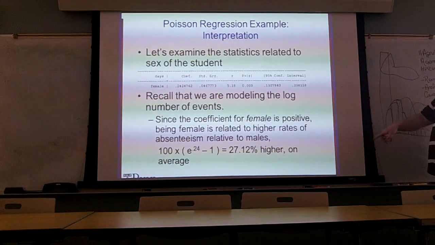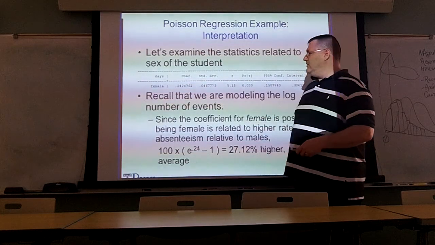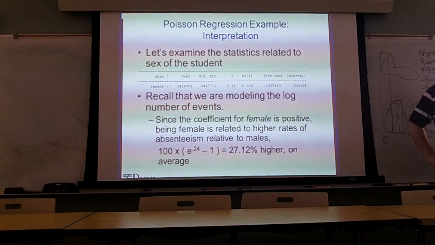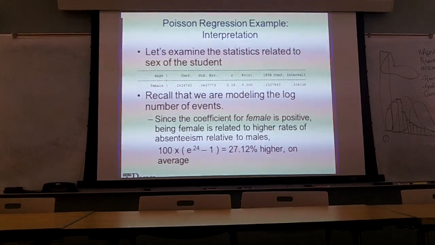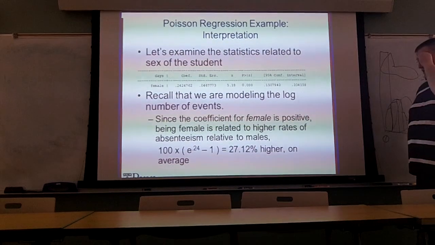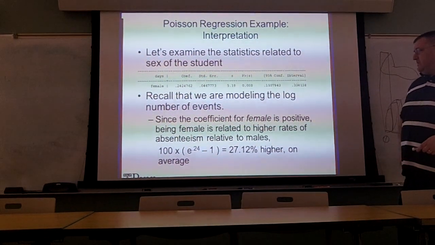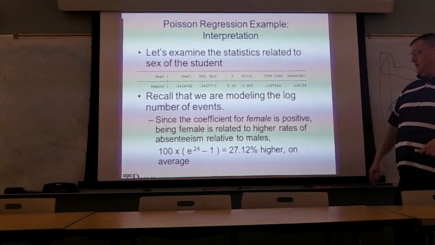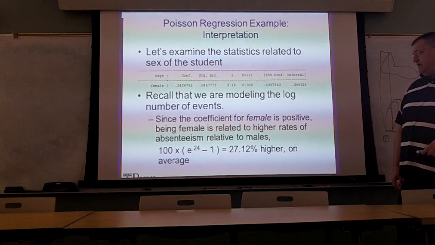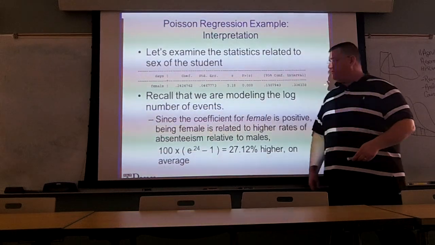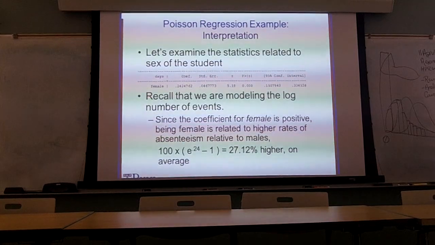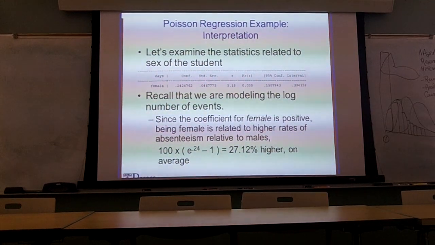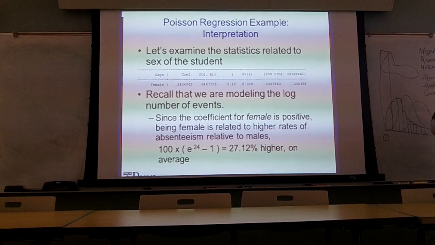So, what do we see here? Remember that these coefficients are going to be log number of events. Since we're dealing with a binary variable here, what we can do is exponentiate 0.24. Does anybody have a calculator? Exponentiate 0.24. 1.27.